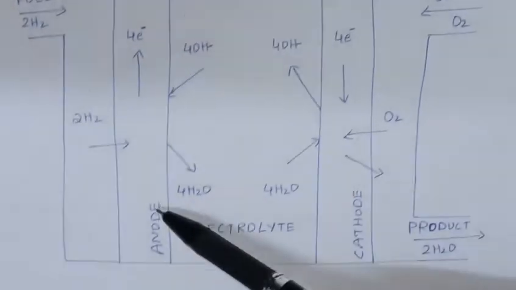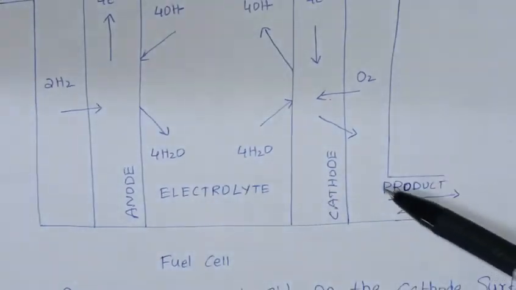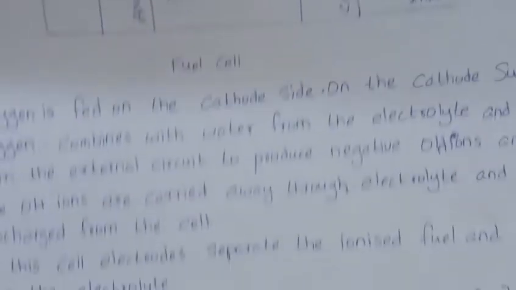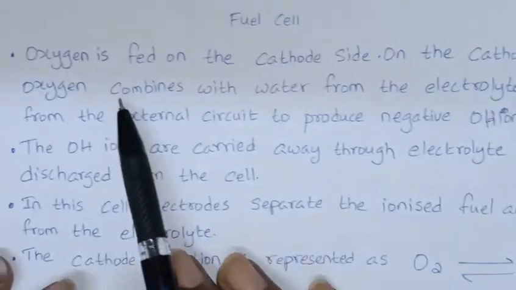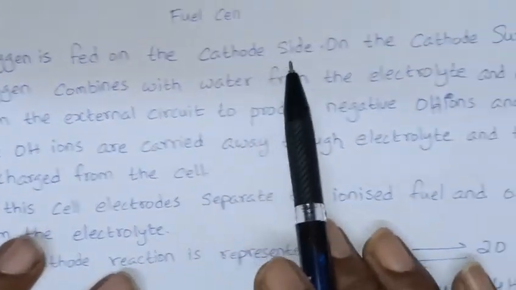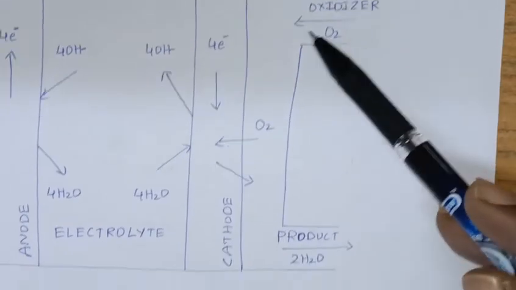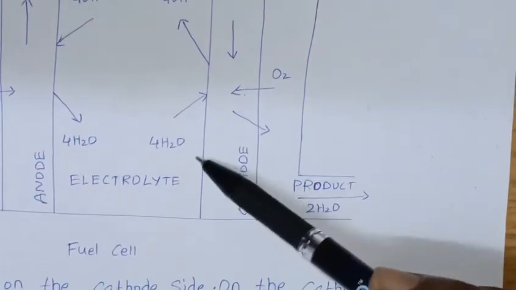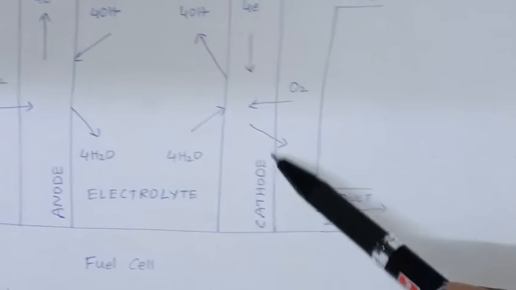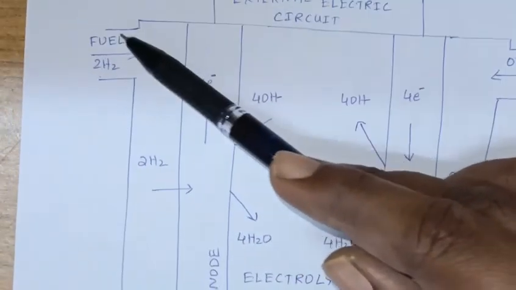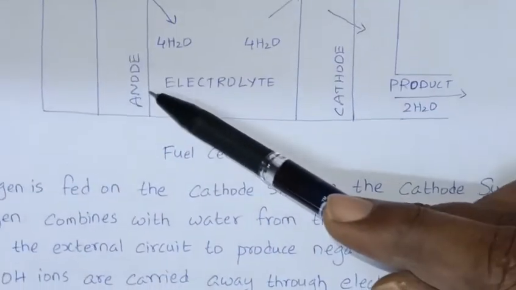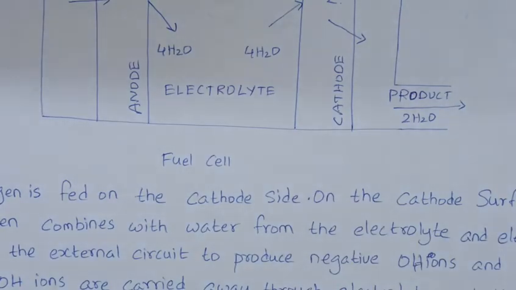Now we have discussed this anode. Now we will discuss this cathode. See here, oxygen is fed on the cathode side. So you can see in this diagram, oxygen is fed on this cathode side, right? Hydrogen is fed on this anode side. Like that you have to remember.